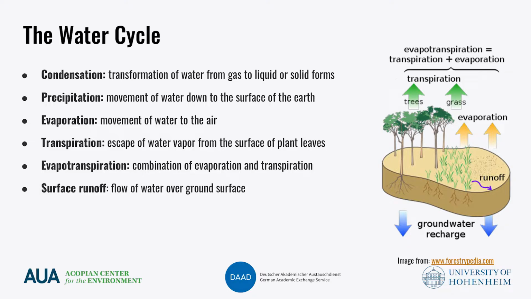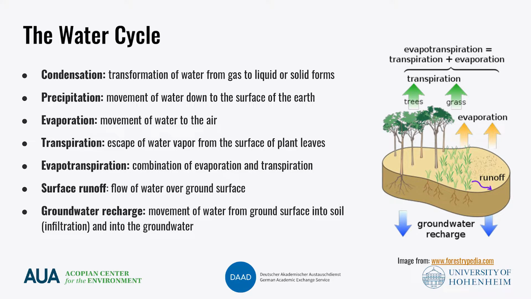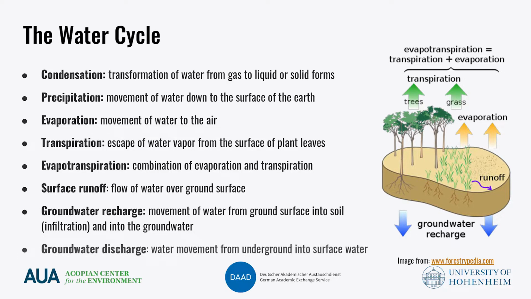Surface runoff is the flow of water over ground surface. This occurs when water cannot permeate fully through the surface as a result of saturated soil or impermeable paved surfaces. Groundwater recharge is water infiltrating soil and percolating through rocks to reach groundwater. Groundwater discharge is water movement from underground into surface water.